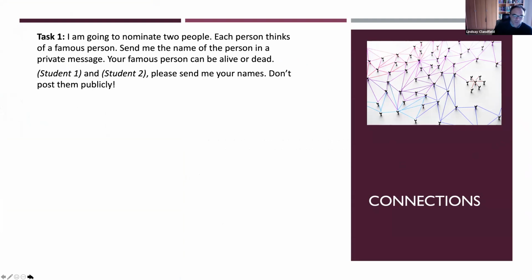name of a famous person. Now, if you want, this could be a famous writer or a place or something like that. I like to do it with people because we're doing a six degrees of separation type of thing. So they send me the name of a person in the private message. Your famous person can be alive or dead.